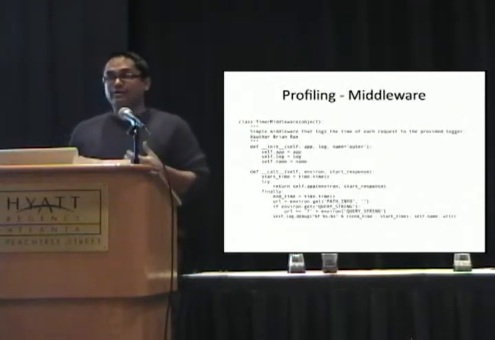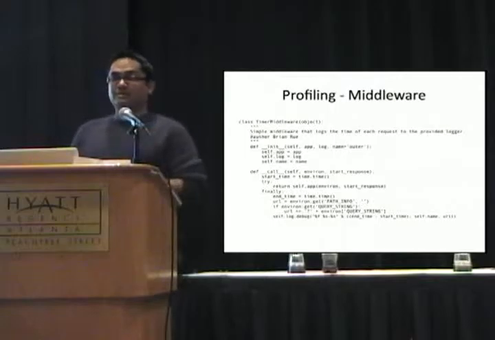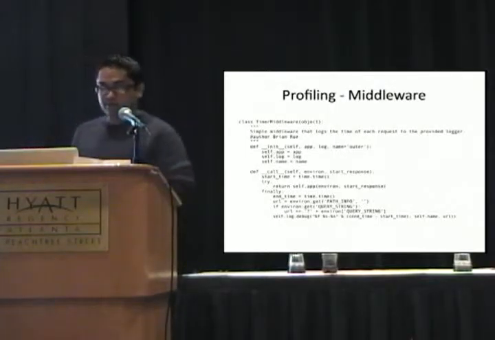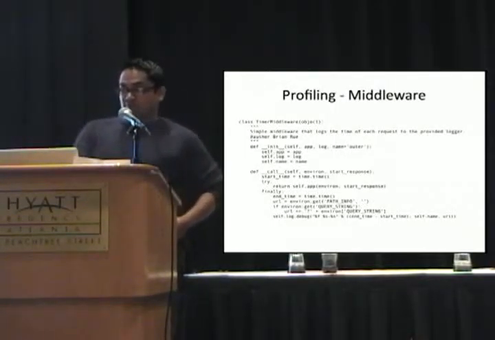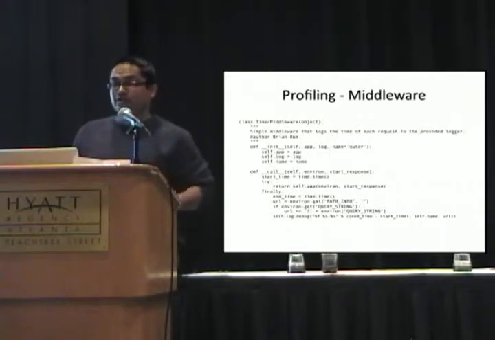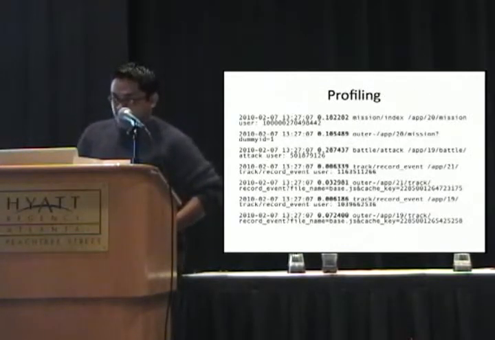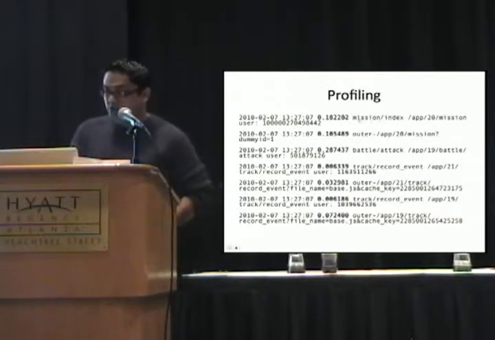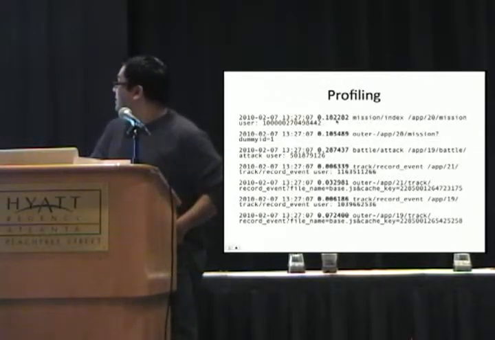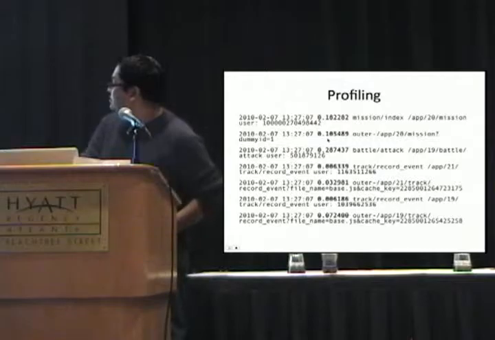We use a very simple middleware. It's based on the time module. You just import time and use time.time. By the way, I forgot to mention, it's WSGI, so it's very easy to integrate as a middleware in your web app. This is what the time middleware spits out. As you see, it's basically showing how much time each request took.